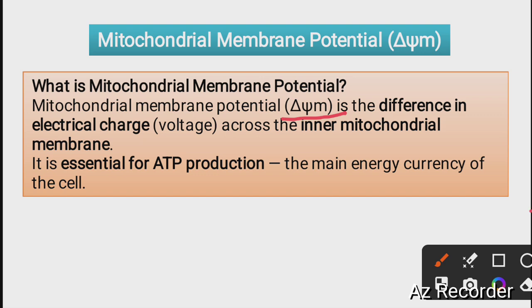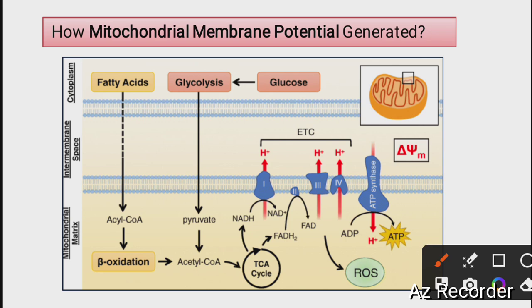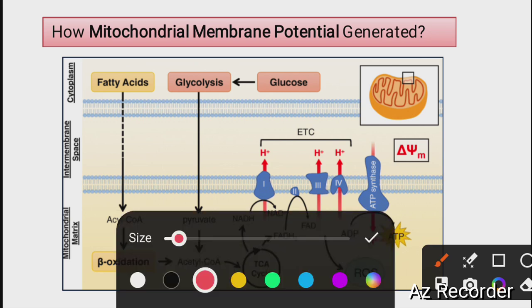So how is the mitochondrial membrane potential generated? Okay, inside every mitochondria there is a voltage difference, like a tiny battery. So what is this called? The mitochondrial membrane potential. It is the difference in electrical charge between the inside and outside of the membrane. Okay, so what happens in the mitochondrial membrane?